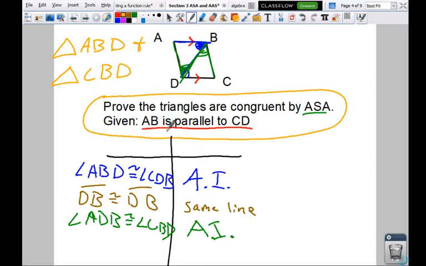All right, and then we have to put in our last piece. We have to give the reason why we did it, and I did it by angle, side, angle. Don't forget, we do need to have this piece right here for it to be completely correct.